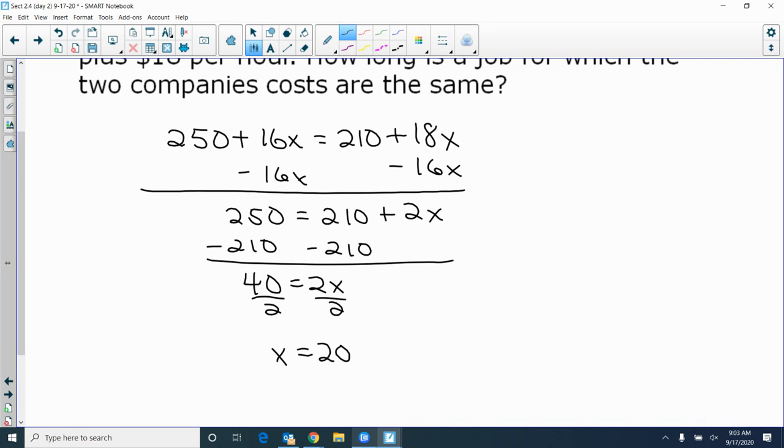20 what? In terms of this problem, what does the 20 represent? Number of hours. Now you've got this blank there on the right, don't you? What's it say, number of hours? Yeah. So put number of hours, put 20 hours.